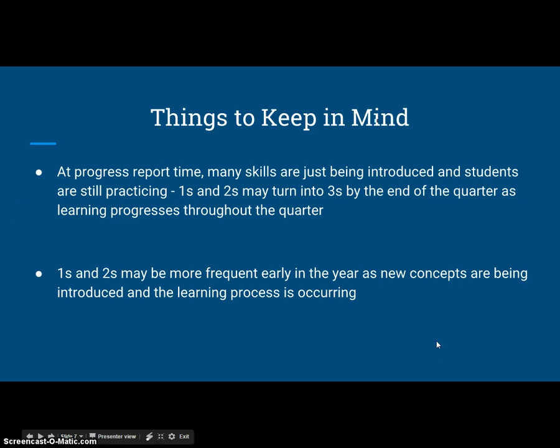So some things to keep in mind. At progress report time, many skills are just being introduced and students are still practicing. So 1s and 2s are completely normal, and those may turn into 3s by the end of the quarter as that learning progresses as we go. 1s and 2s are also more frequent at the beginning of the year as new concepts are being introduced and learning is just jumping off and occurring. So a 1 and 2 at the beginning of the quarter is not as much of a concerning issue as later in the year.